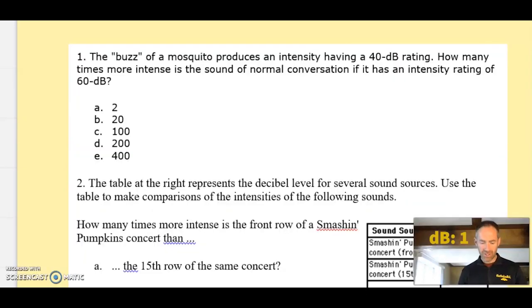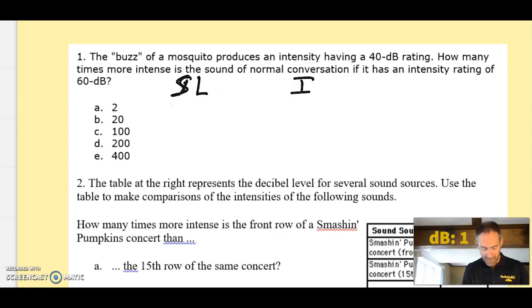On decibel questions, number 1 says the buzz of a mosquito produces an intensity having a 40 decibel rating. How many times more intense is the sound of normal conversation if it has an intensity rating of 60 decibels? Okay, so you've got two things going on here. You have the sound level and you have the intensity.